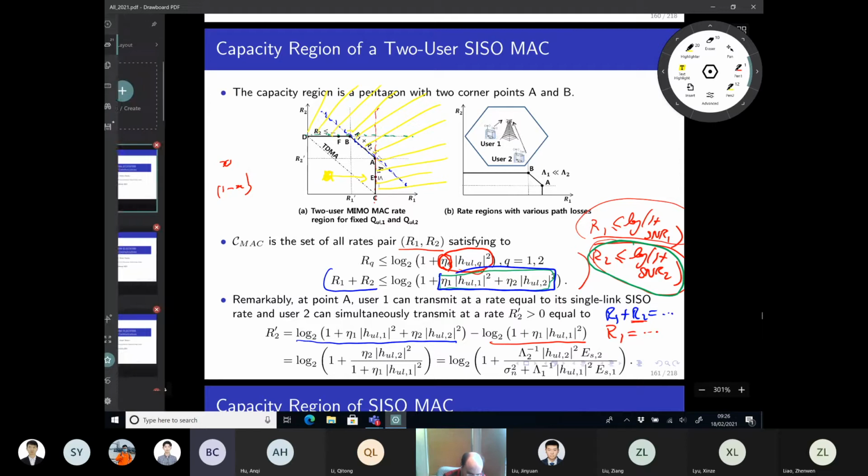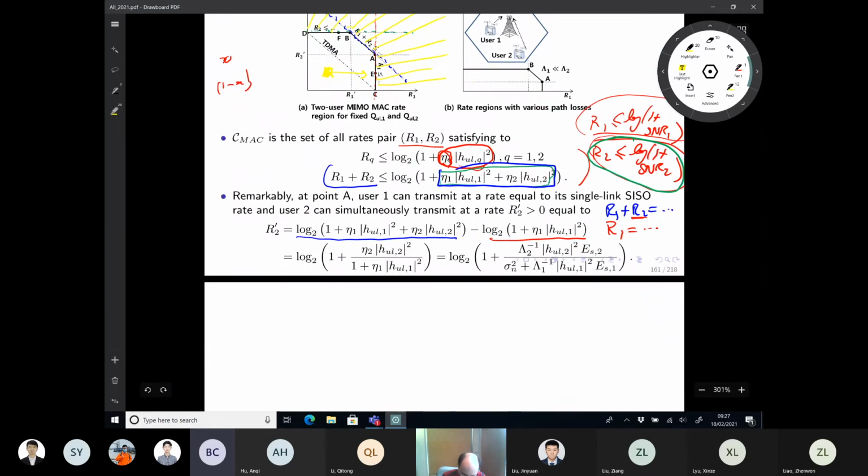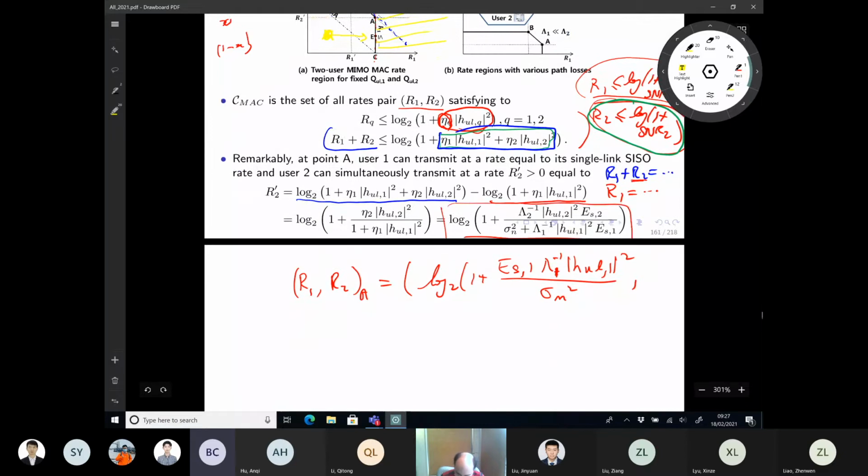So point A, the rate of user 1 and the rate of user 2 at point A, will be given by log 2 of 1 plus this, multiplied by the channel strength squared divided by the noise, and the rate of user 2 will be given by that. So this is the rate of user 1, which is log 2 of 1 plus SNR, and here we have the rate of user 2, which is log 2 of 1 plus SINR.